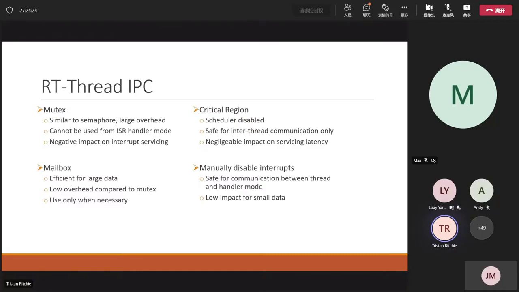If we do want to transfer larger amounts of data, we should probably use the mailbox, which has a significantly lower overhead than the mutex, as it is structured more like a message passing interface. But again, it is still not great and requires about 6 to 8 microseconds of latency with interrupts disabled. So in practice, we should really try and avoid big data transfers between processes, but when necessary, we can use critical regions or areas with disabled interrupts.